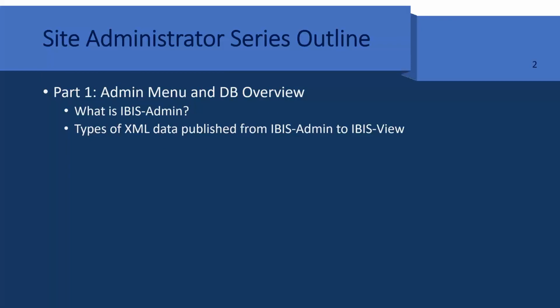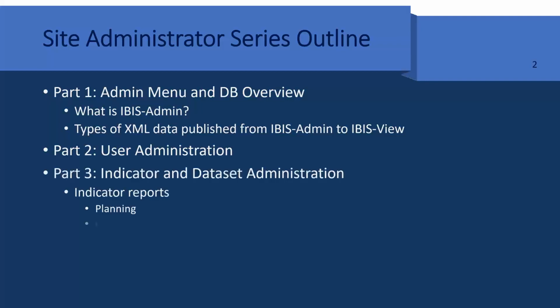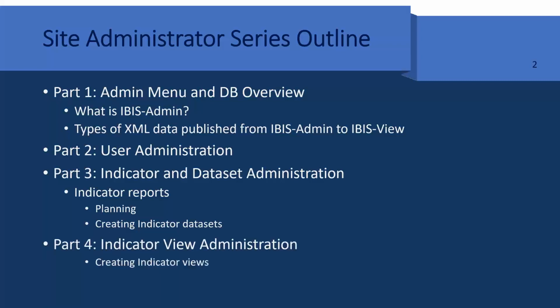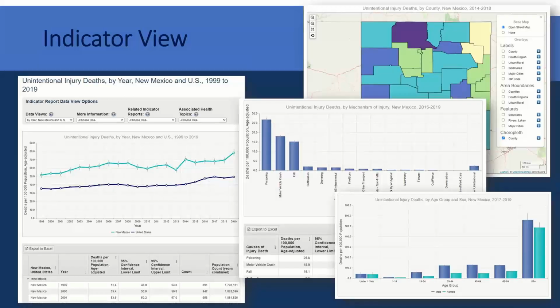So we went over parts 1, 2, and 3. 1 and 2, I think we did together. User administration was kind of a short thing. And then last time we talked about indicator and data set administration. And today we're going to talk about the indicator views and creating indicator views. So here are some indicator views.